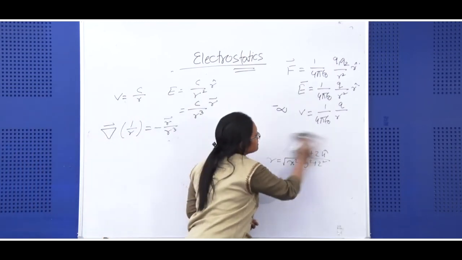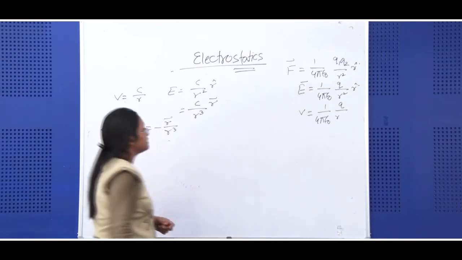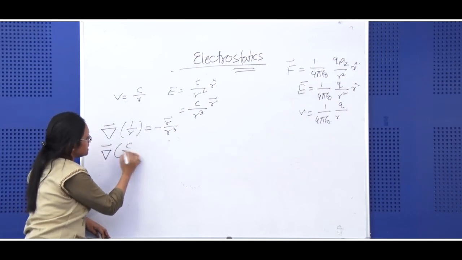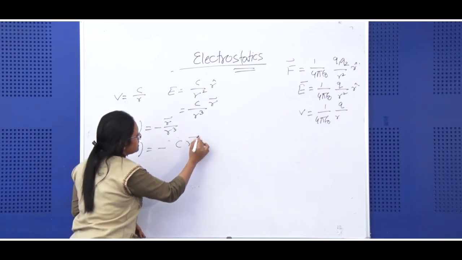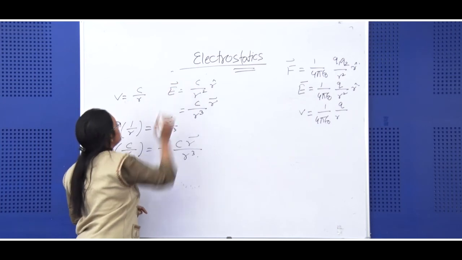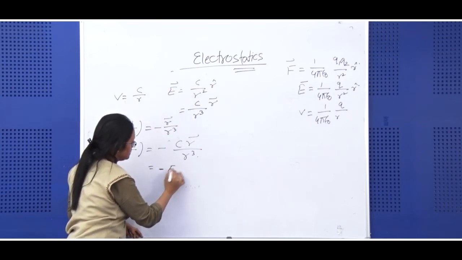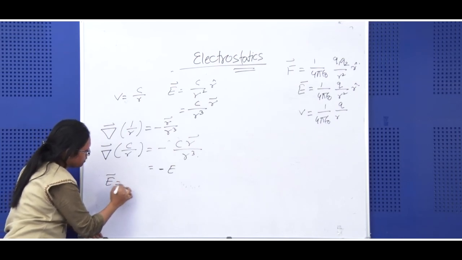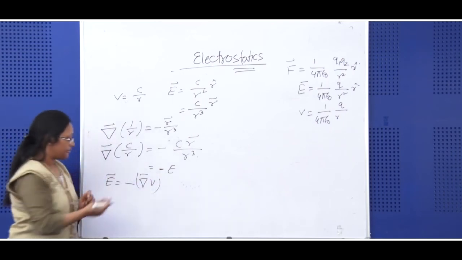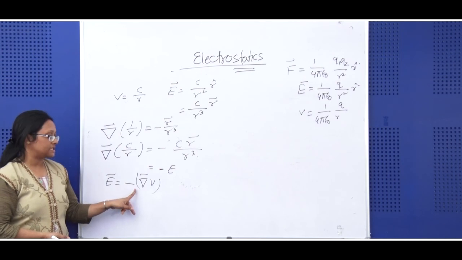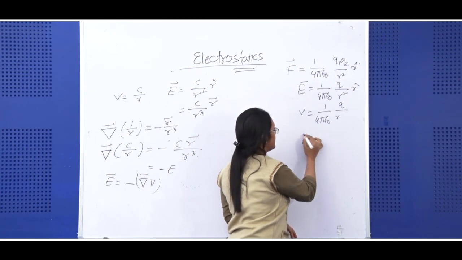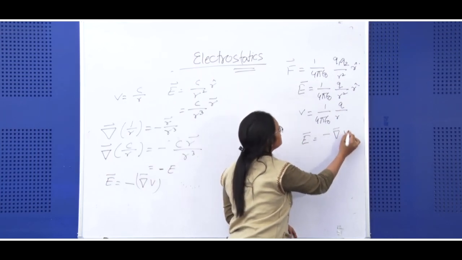Let me clear all these things. Okay, so see, the gradient of 1 by R. Now if I write C by R, I will also write CR by R cube. Now see, CR by R cube is the electric field E, which is equal to minus gradient. So we can write E is equal to minus gradient of C by R, and C by R is V, so minus gradient of V. So the electric field can be expressed as the negative gradient of a scalar potential. So here we can say that E is equal to minus gradient V.